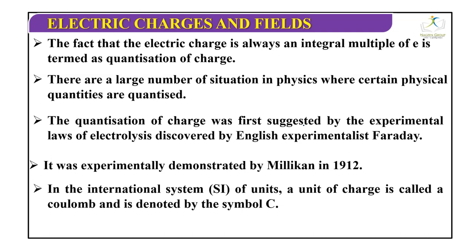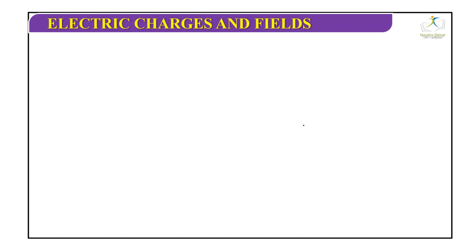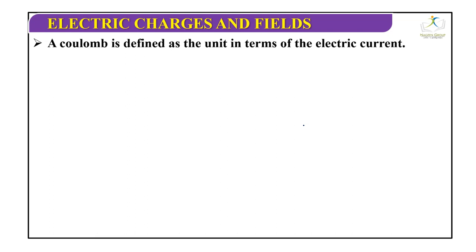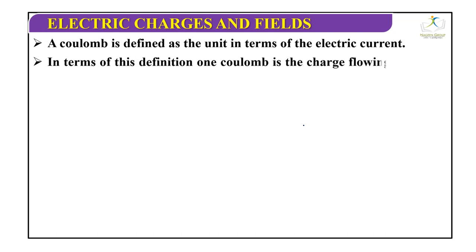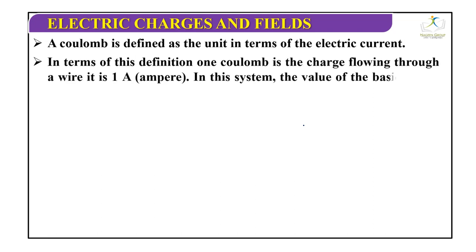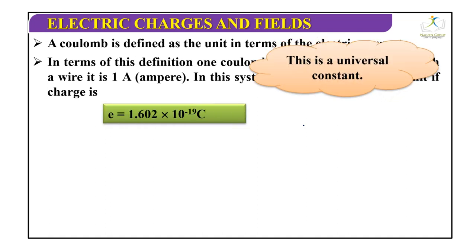In the international system, the SI system, the unit of charge is called the coulomb, denoted by capital C. 1 coulomb is defined in terms of electric current: the charge flowing through a wire carrying 1 ampere in 1 second. In this system, the value of the basic unit of charge is e equals 1.6 times 10 to the power minus 19 coulomb. This is a universal constant. This e is a universal constant, and this value will not change.